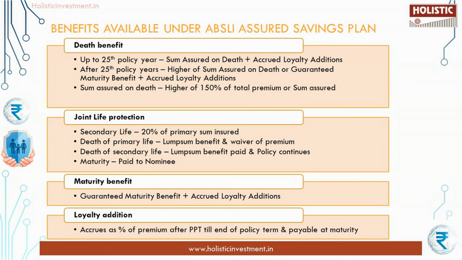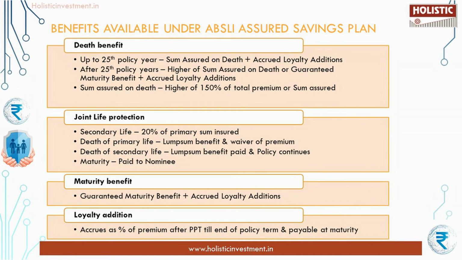On the subsequent death of the secondary life insured before the maturity date, the sum assured on death will be paid to the nominee. The policy will continue to be in force till the maturity date. On maturity date, the accrued loyalty additions and guaranteed maturity benefit will be paid to the nominee.